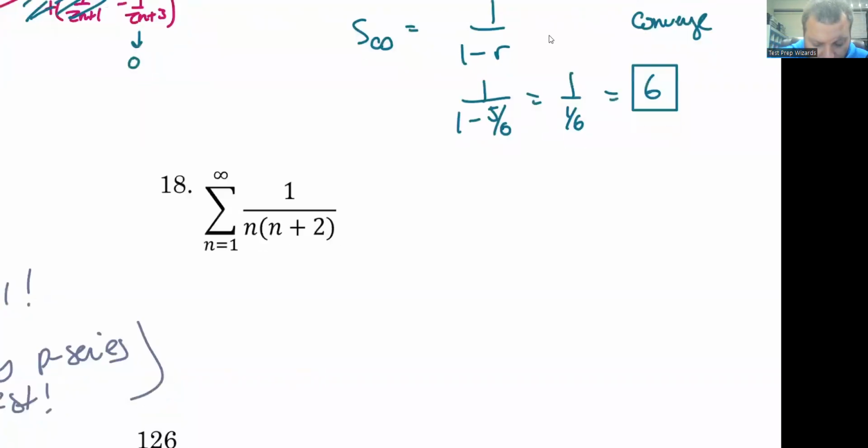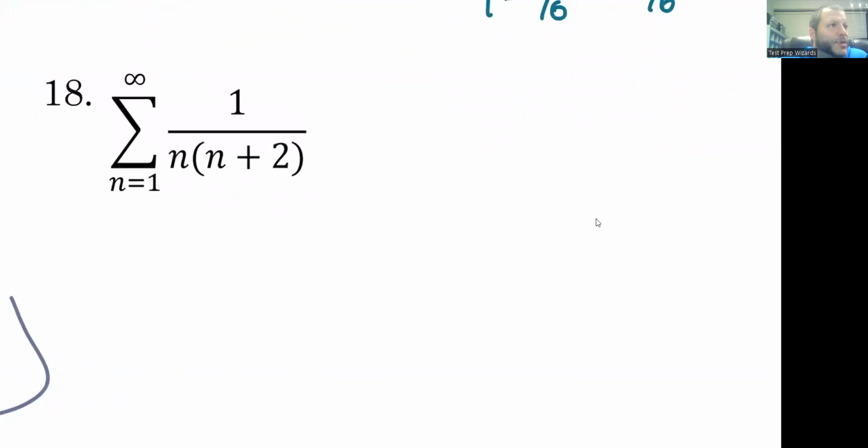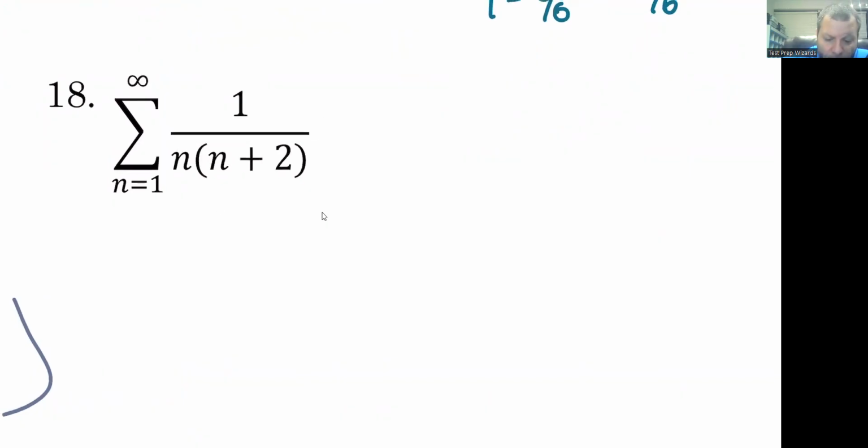Question 18. All right, so maybe we are unsure what to do with this question. So we might look at the nth term test, but we can hopefully see that this thing is going to go off towards zero. So our nth term test is going to be inconclusive. If we started to write out some values, well, it might not help us out a ton, right?